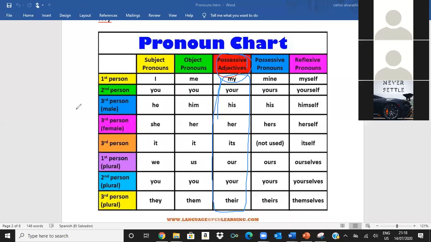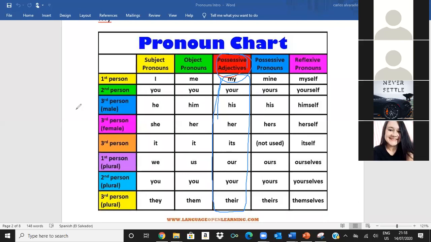Okay. Let's see. Vanessa, give me an example. Maybe you can use his or her. Hair. Can you repeat? This is her book. Very good. Y ahí estamos usando los demostrativos que ya vimos, right? This, that, these, those. Very good. This is her book. Very good.